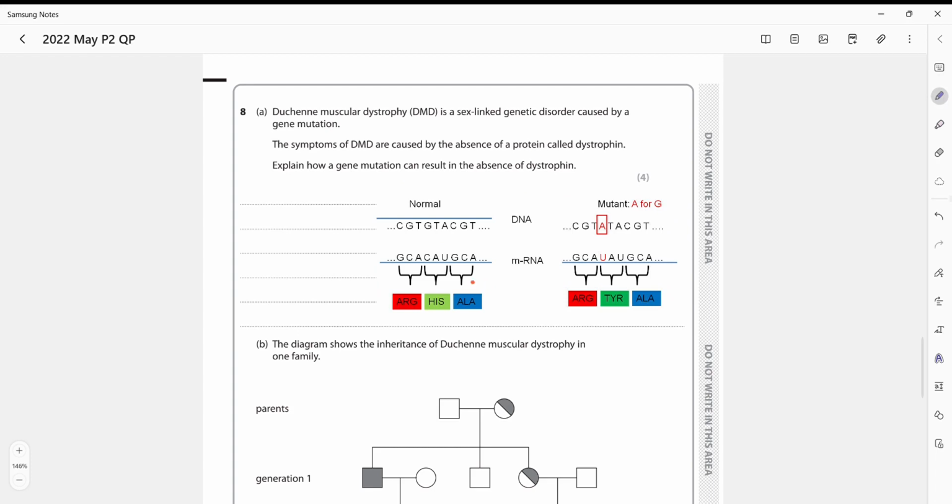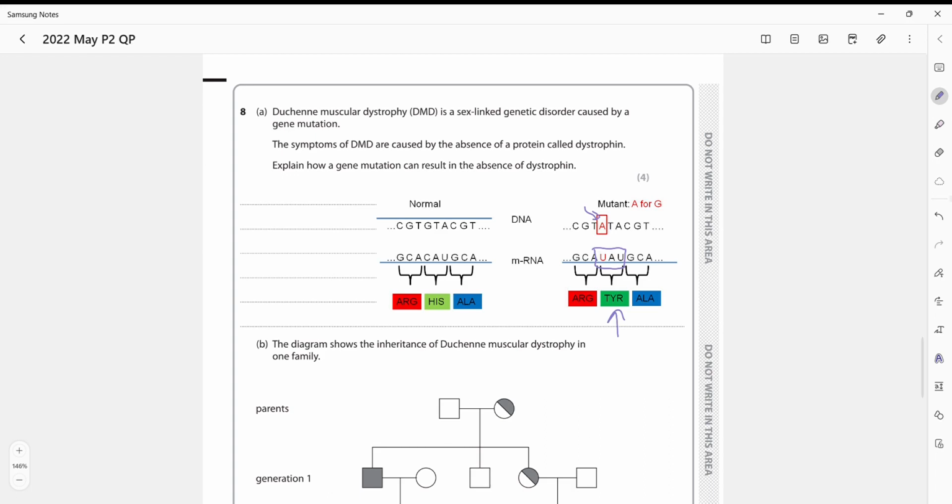So here we have a normal DNA sequence, right? And that DNA sequence would lead to the formation of the mRNA. Each of these 3 letters represents a codon, and that would correspond to a specific amino acid. Now, if we were to have a mutation, in this case, instead of G, there's an A, that would lead to a new codon being formed, which means a different amino acid is added on, so instead of histamine, we would have tyrosine. So that's one way in which a gene mutation could affect the protein synthesis.